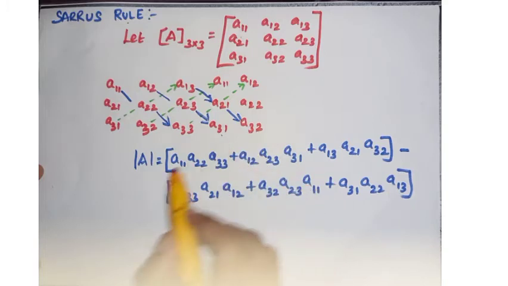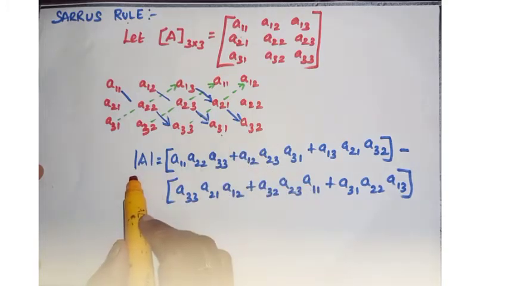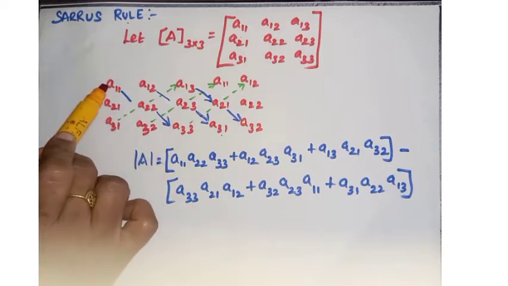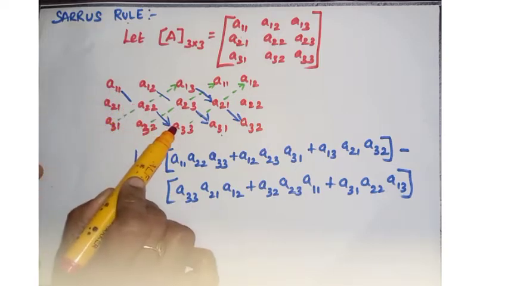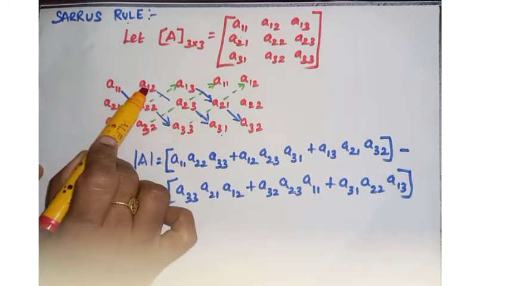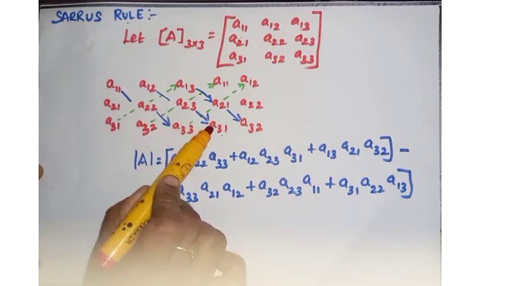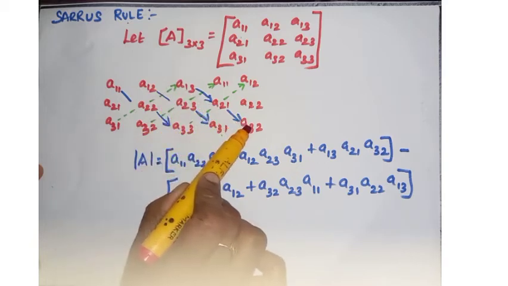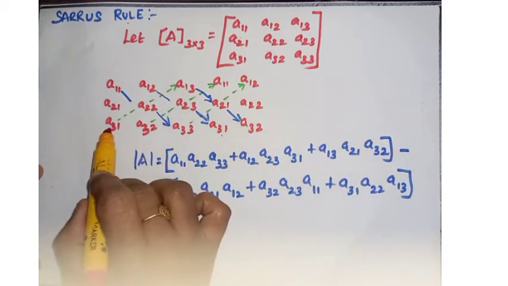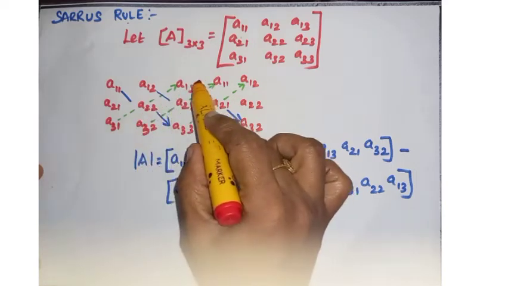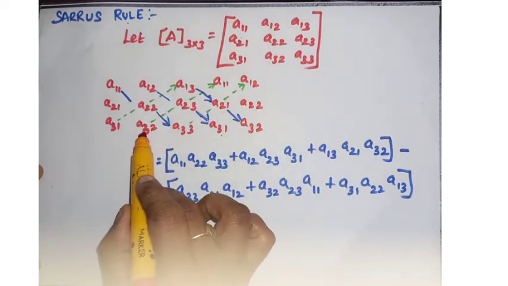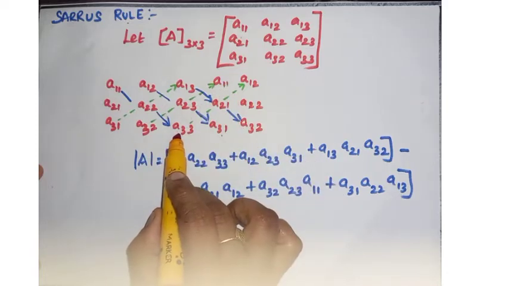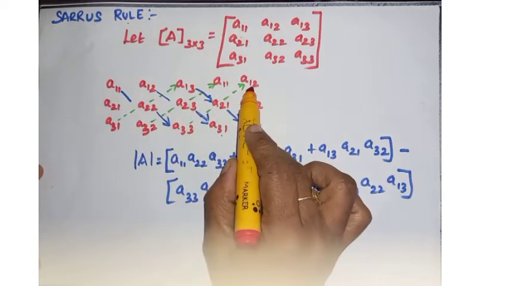Then the determinant of A is computed as follows. Determinant of A equals the product of A11, A22, A33 plus A12, A23, A31 plus A13, A21, A32, minus of A31, A22, A13 plus A32, A23, A11 plus A33, A21, A12.